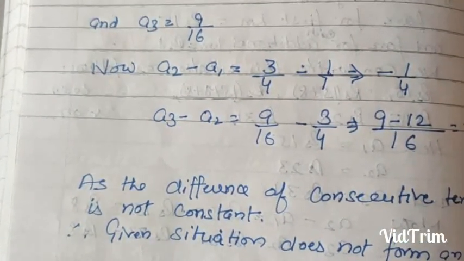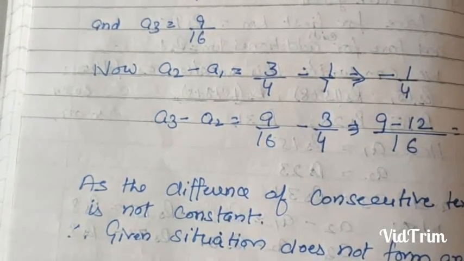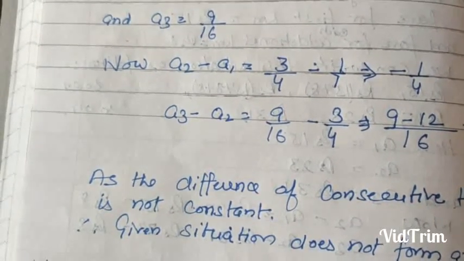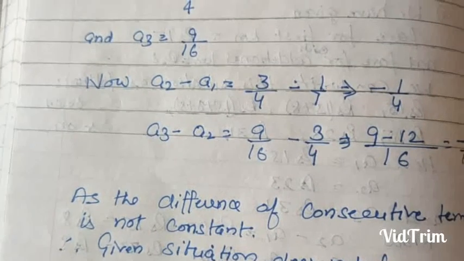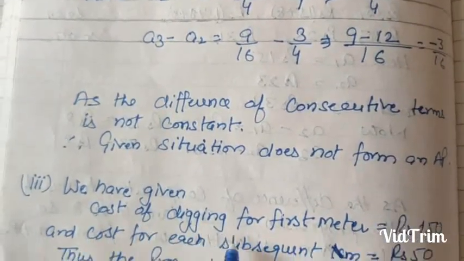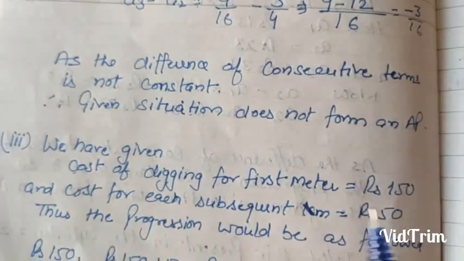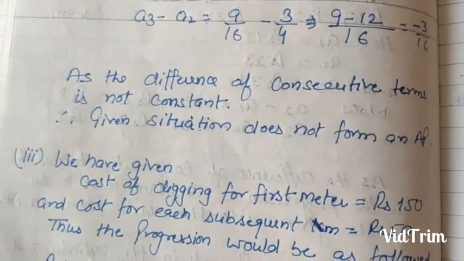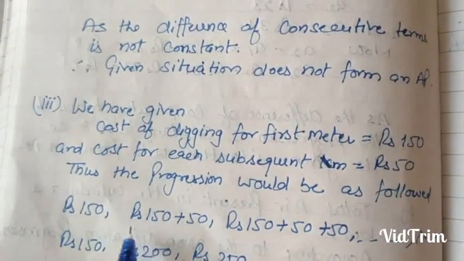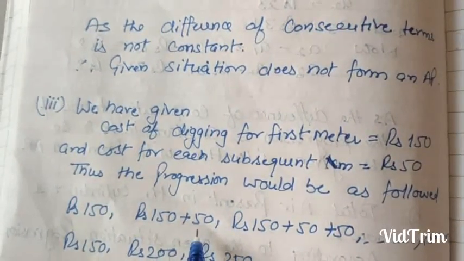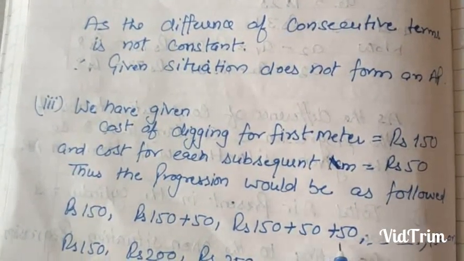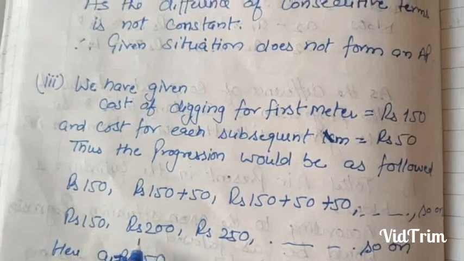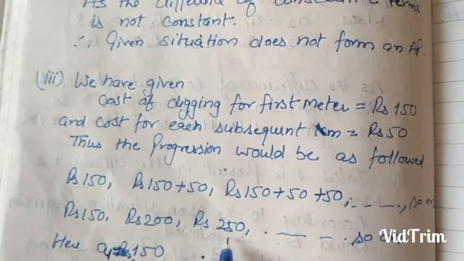Our next situation is the cost of digging a well after every meter of digging, when it costs rupees 150 for the first meter and rises by rupees 50 for each subsequent meter. In this situation the cost of digging for the first meter is rupees 150 and the cost for each subsequent meter rises by rupees 50. Thus the progression would be as follows. That is rupees 150 for the first meter, rupees 150 plus 50 for the second meter, and rupees 150 plus 50 plus 50 for the third meter and so on. Thus the progression would be rupees 150, rupees 200, rupees 250 and so on.